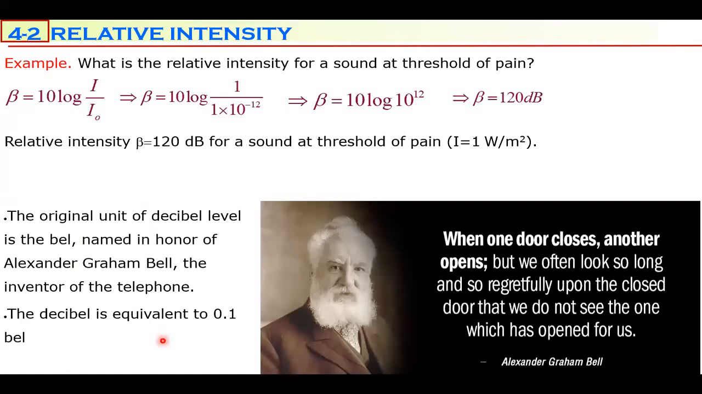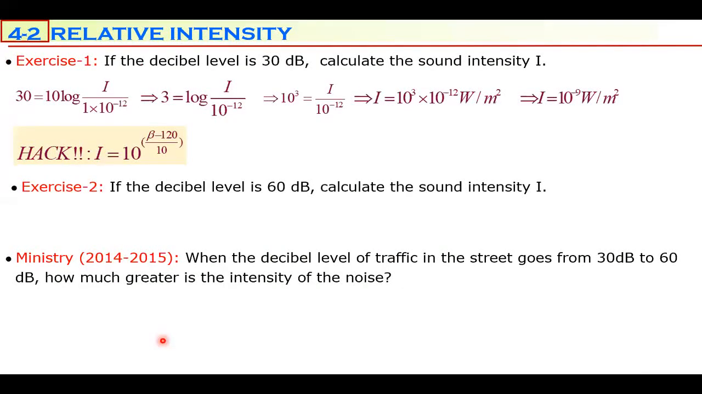And we'll make some calculations. For example, if the decibel level is 30 decibel, calculate the corresponding sound intensity at that point. So beta is 30. 30 is equal to 10 log I over I0. I0 is 10 to the power negative 12. Simplify by dividing by 10, which becomes 3. 3 is equal to log I over I0. I is the question.